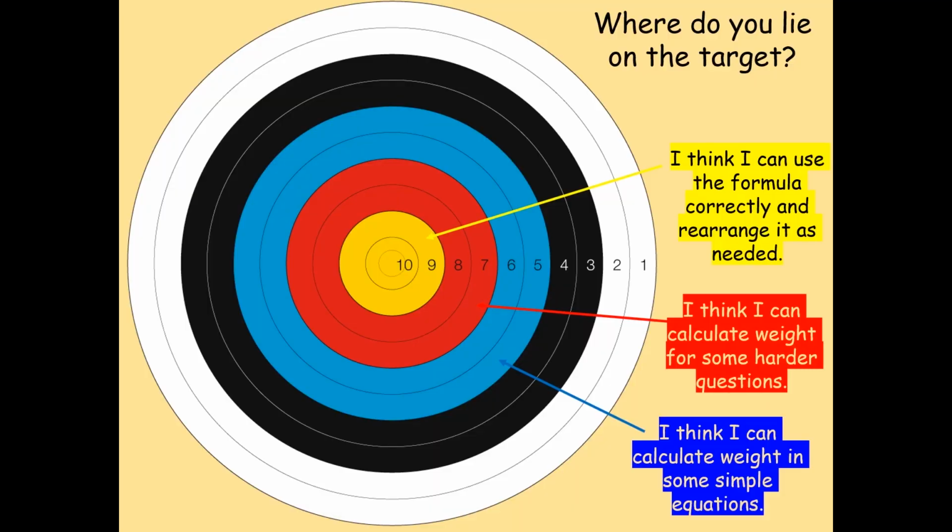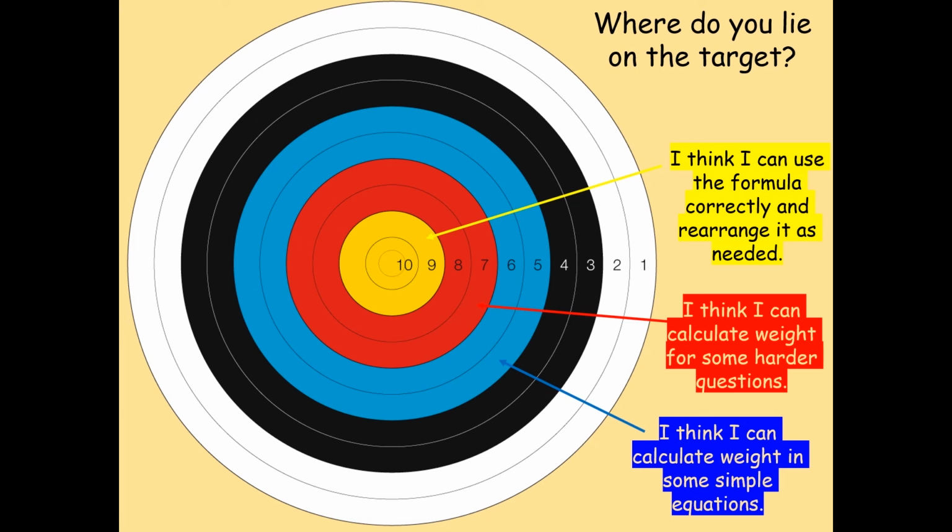Right, so now we're going to do some practice. I'd like you to think about where you are on this target. If you think you can use the formula correctly and rearrange it so you've understood everything I've just said, then you're going to do the gold level questions. If you think you can calculate the weight and you think you can do some of the harder questions, then you are in the red level.